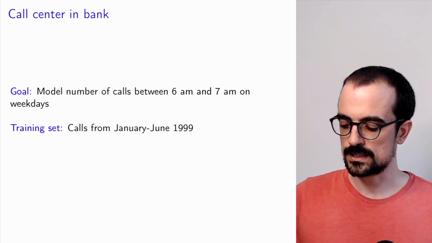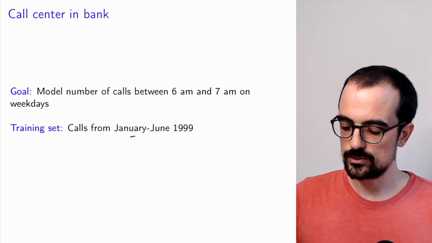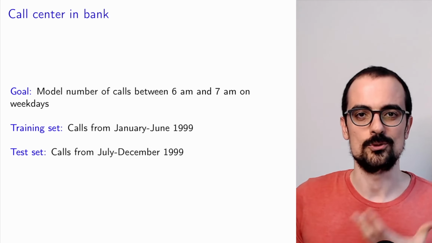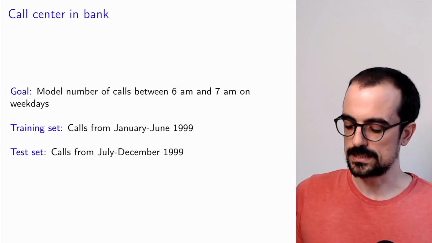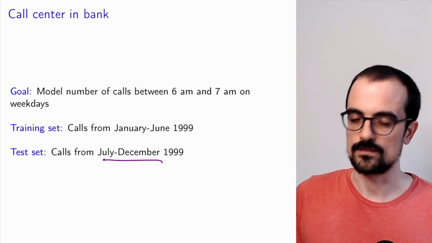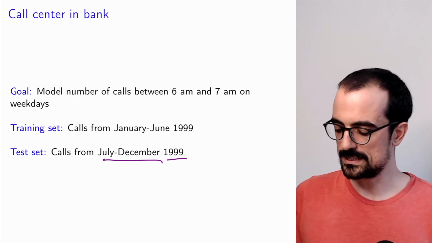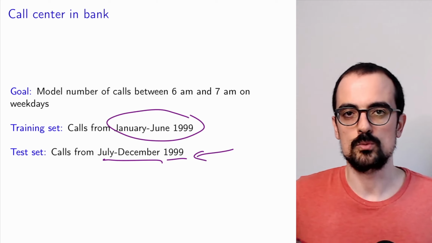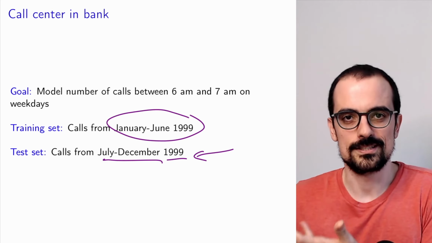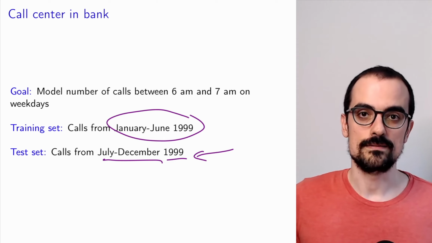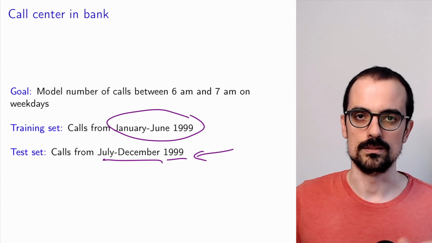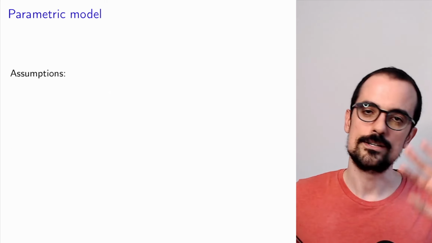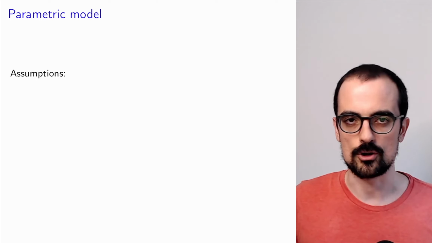We have a training set that are calls from January to June in 1999. And we're going to use a test set, because now we know that this is the way to evaluate models using held out data, that includes calls from July to December, again of 1999. Okay, we want to somehow estimate a PMF from this data and use it to estimate the PMF that we would observe here, which we know because it's actual test data. It will give us a way of evaluating the possible models in a fair way. Okay, so first, the non-parametric model is obvious. We're just going to use the empirical PMF again.